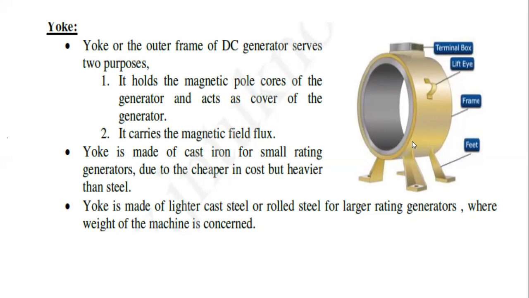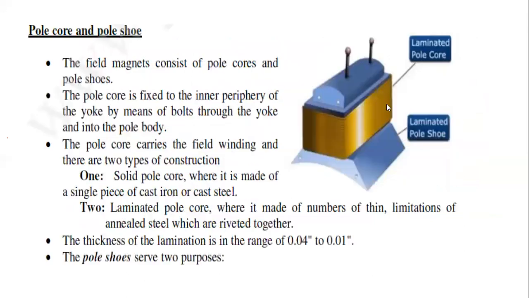This yoke or frame is made up of cast iron or cast steel. For small size motors or generators, we are using cast iron. For large size generators or motors, we are using cast steel. This is the yoke or frame of a DC machine, and this is the practical view of a yoke.